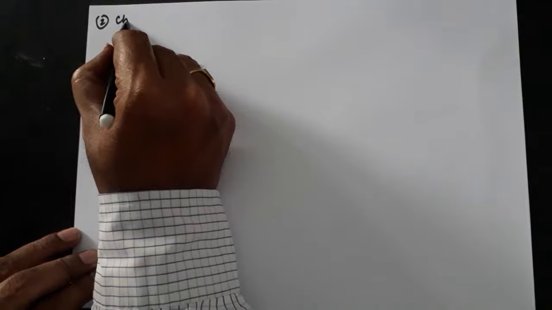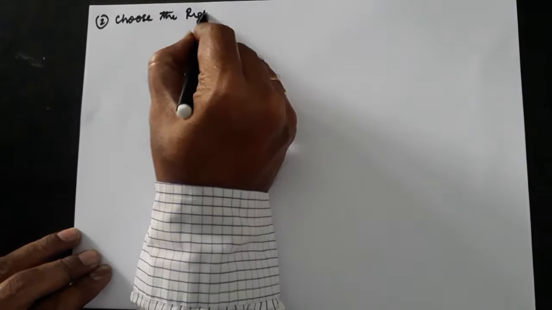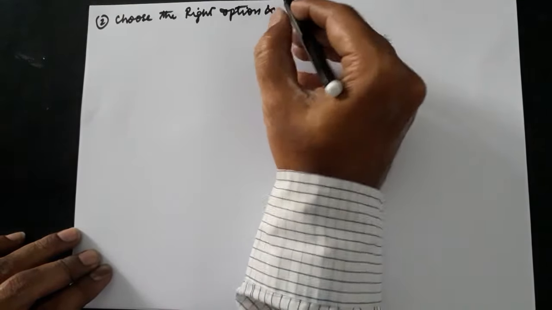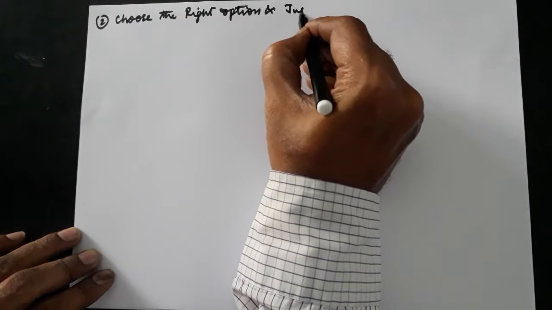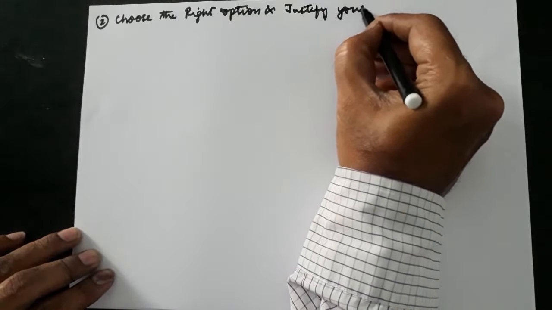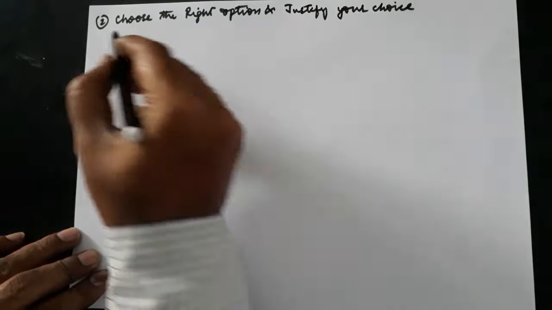So we come to the second question. This one says choose the right option and justify your choice. Okay, the second one is: choose the right option and justify your choice, what you have chosen. Okay, so first one.